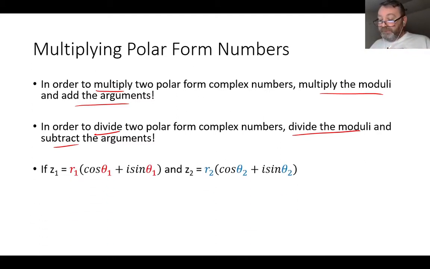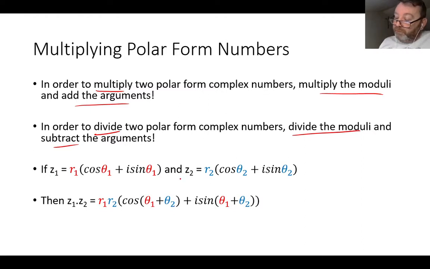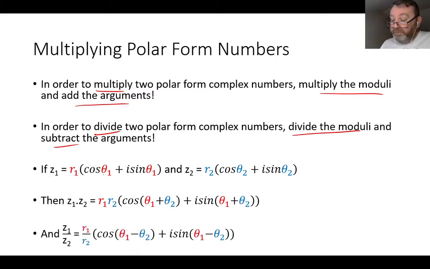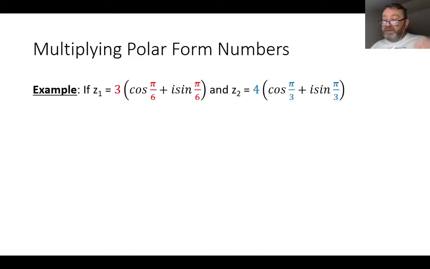So let's take an example. If these two polar form complex numbers are Z1 and Z2, then when you multiply Z1 by Z2, you multiply R1 by R2 and you add θ1 to θ2. That's it. And likewise, when you're dividing them, you divide R1 by R2 and you subtract θ2 from θ1. And it must be in that order. You keep the order in terms of the way the numbers are given to you. Now again, let's take an example.